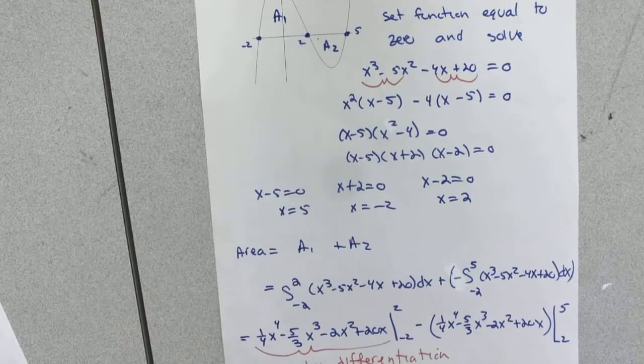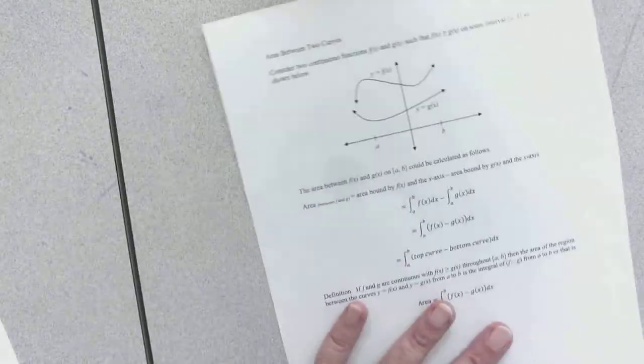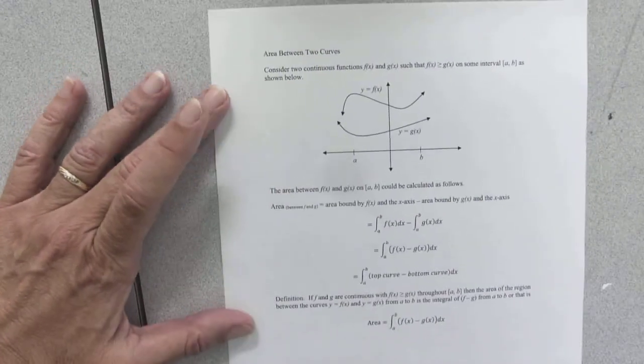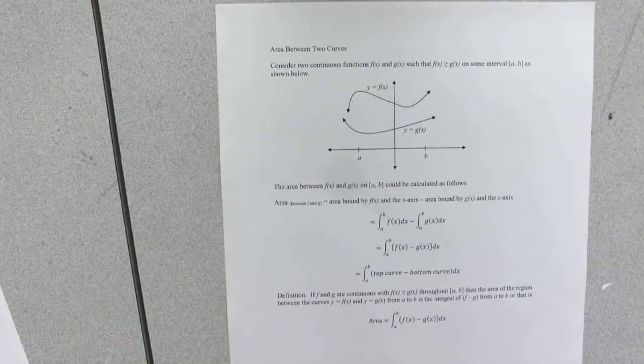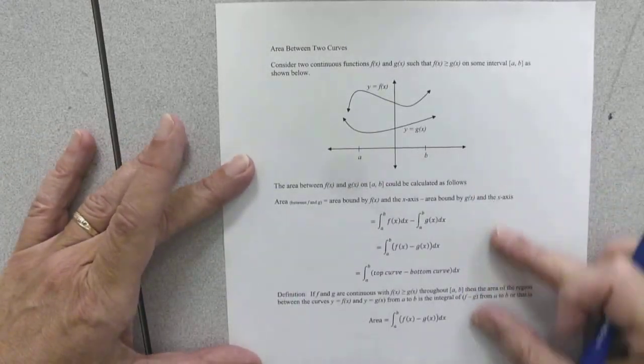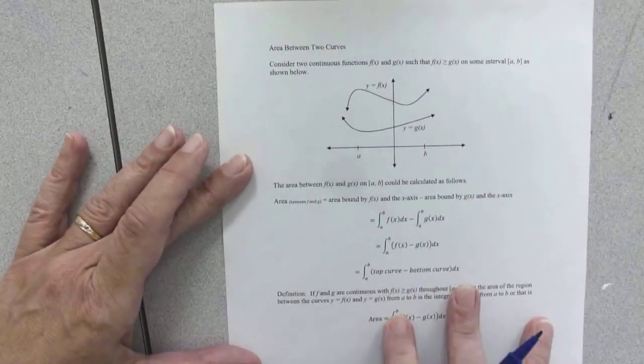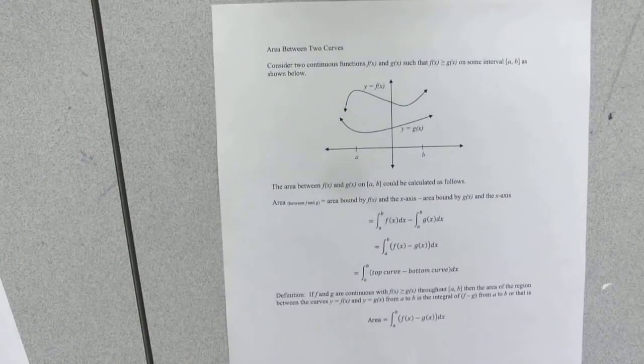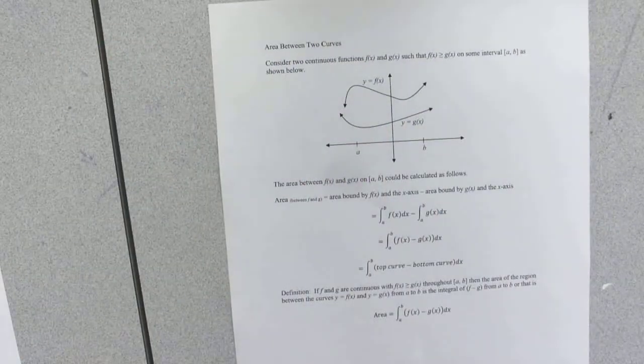We're going to make it a little harder now. Consider the area, we've got the area between two curves. Now, I'm going to explain it two ways. It's a little easier to understand it this way, which is why this one's in print, but then I'll also explain it in terms of Riemann sums. Consider the two continuous functions f of x and g of x, such that f of x is greater than or equal to g of x on some interval a to b shown below.